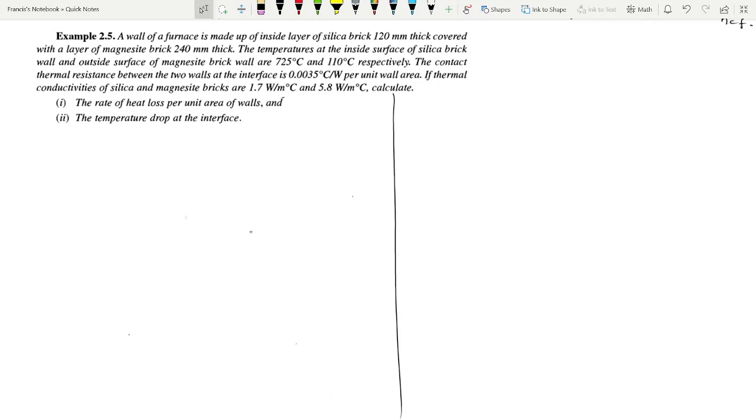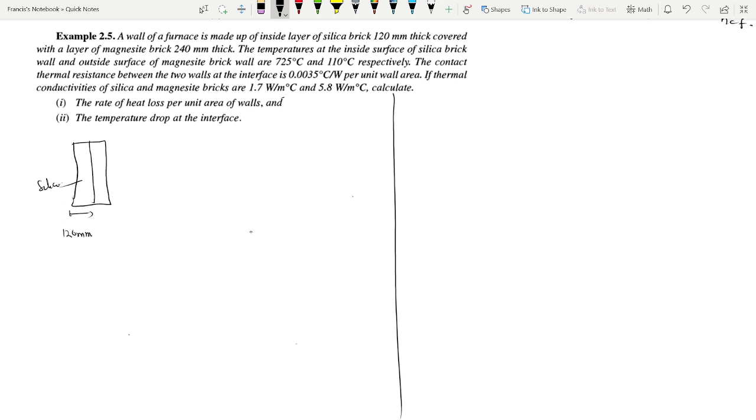In today's video, we have a question which says that a wall of a furnace is made up of an inside layer of silica brick 120 millimeters thick. So if this is our wall of furnace, it's made up of an inside layer of silica brick. Let's call this part our silica, 120 millimeters thick, covered with a layer of magnesite brick.